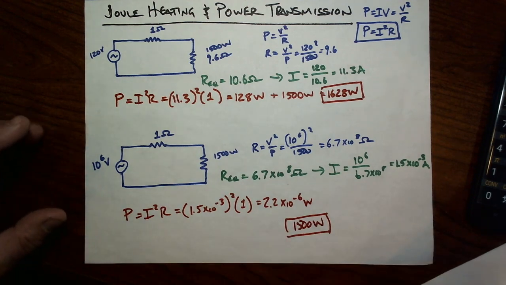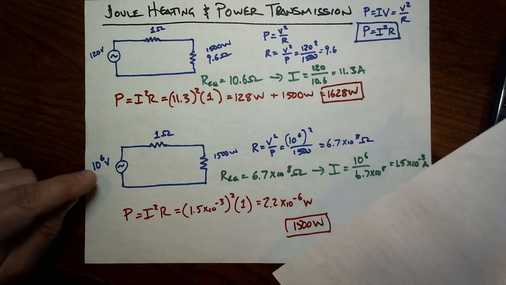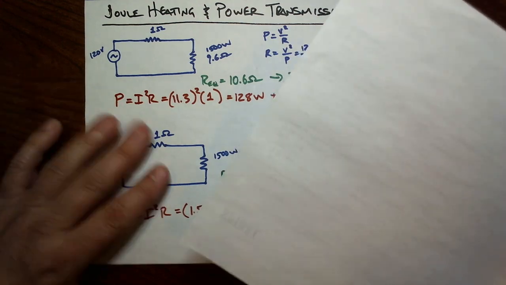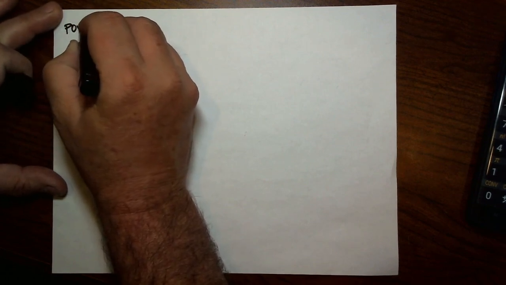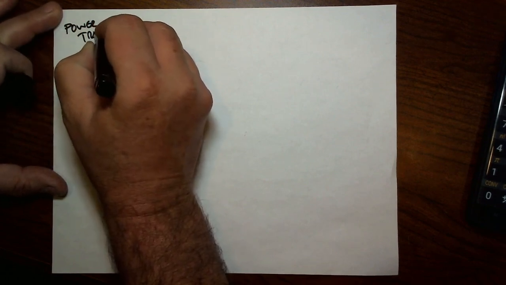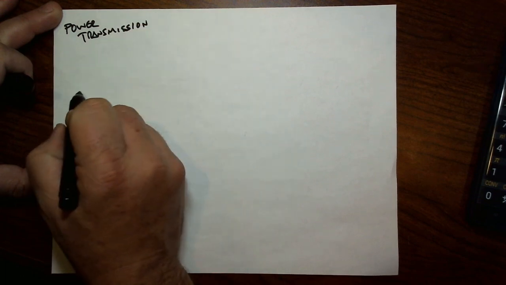So we do a hybrid. We use very high voltage to travel long distances, and then when we get close to the house, we bring the voltage down to a reasonable level using the magic of a transformer. So this is what the power grid or power transmission looks like. Cartoon version.